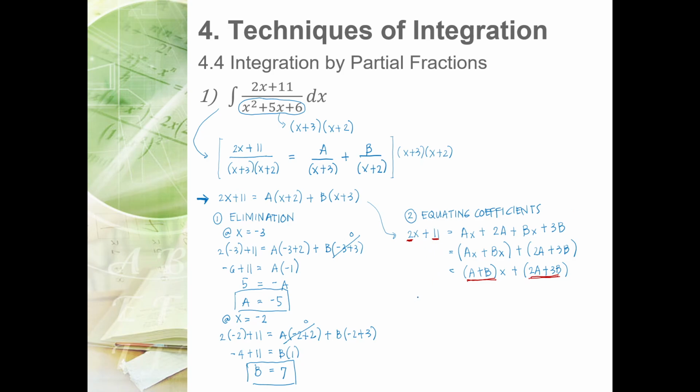Okay, so by equating coefficients, 2 against a plus b. Equating coefficients, the coefficient of x. So you may also write it in this manner. I'm going to write the coefficient of x: that would be 2 equals a plus b. And then the constant would be 11 is equal to 2a plus 3b.